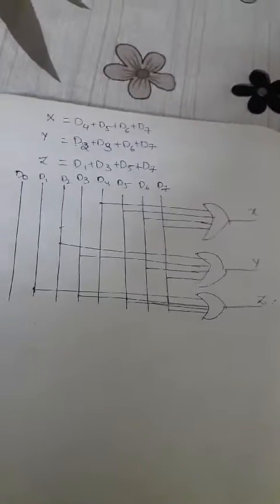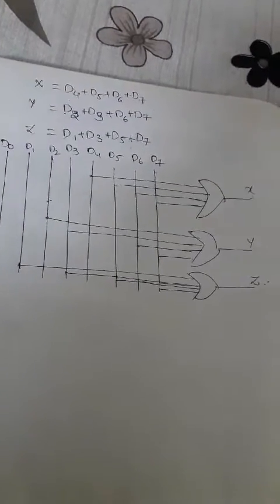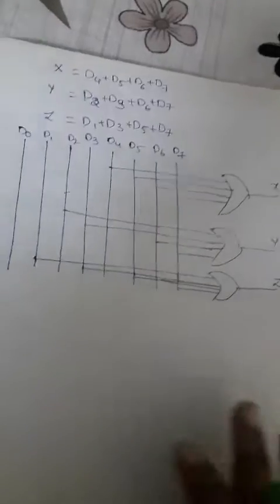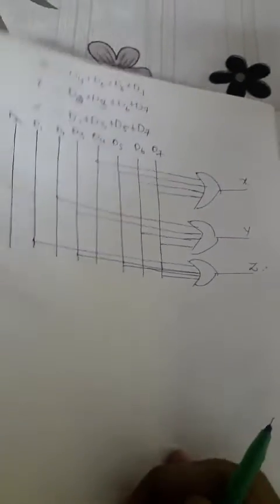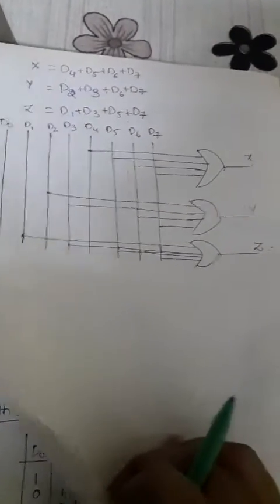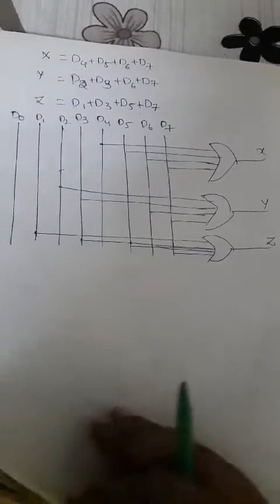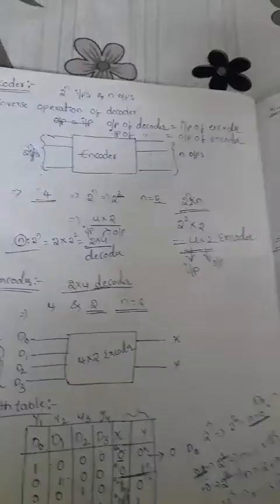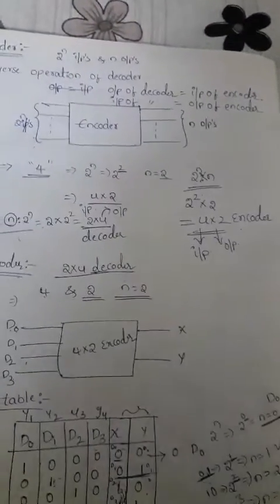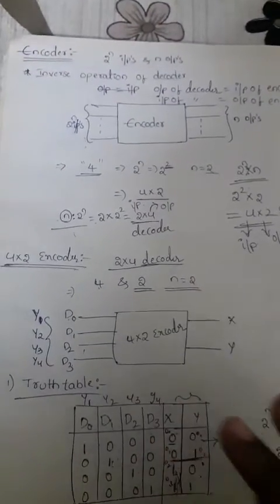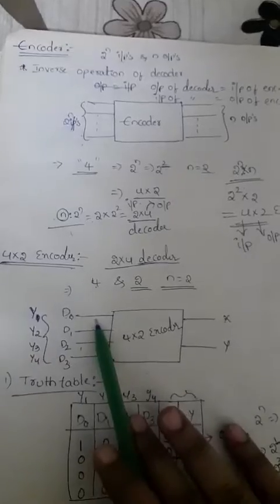Just remember one point: the encoder is exactly the reverse of the decoder. Whatever the decoder operation is, the encoder operation is the opposite. So this is the complete explanation about the encoder and decoder, the 4x2 encoder and 8x3 encoder.